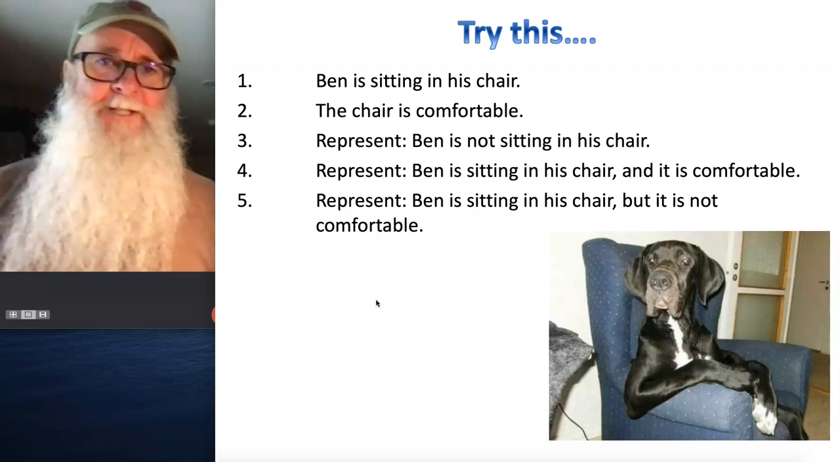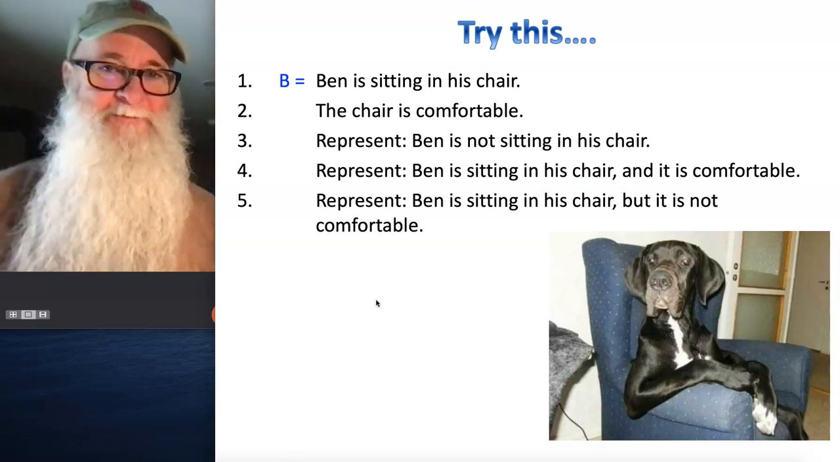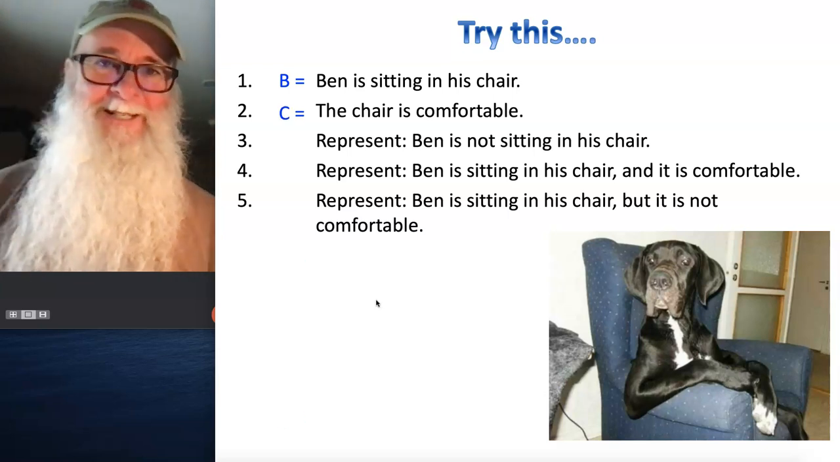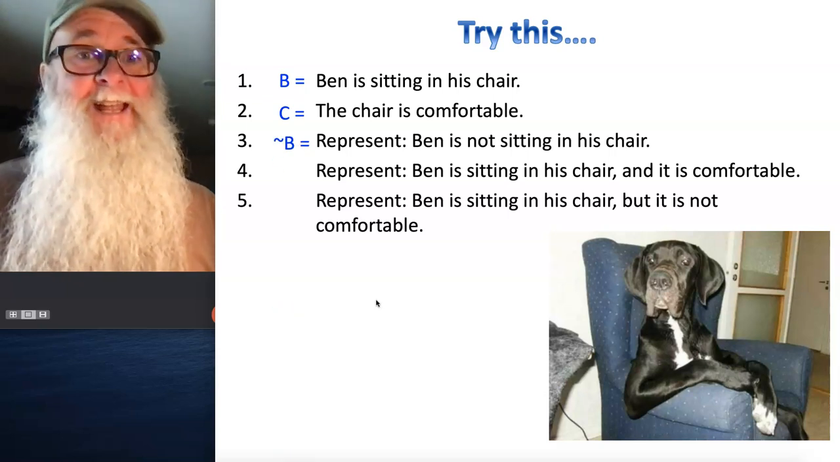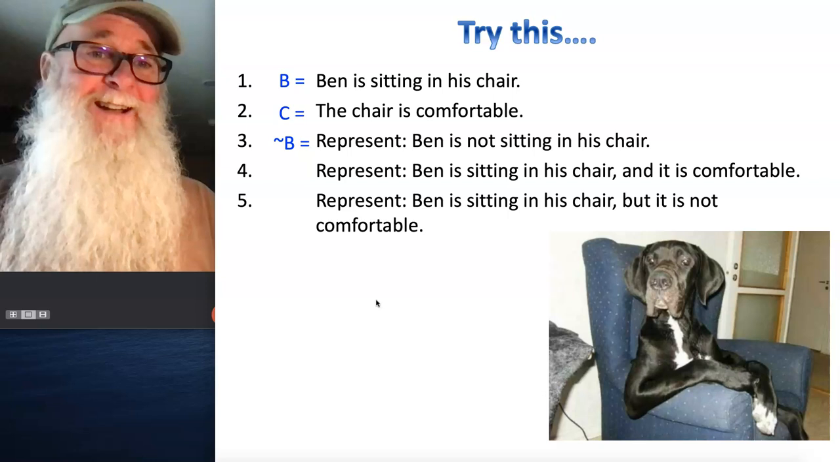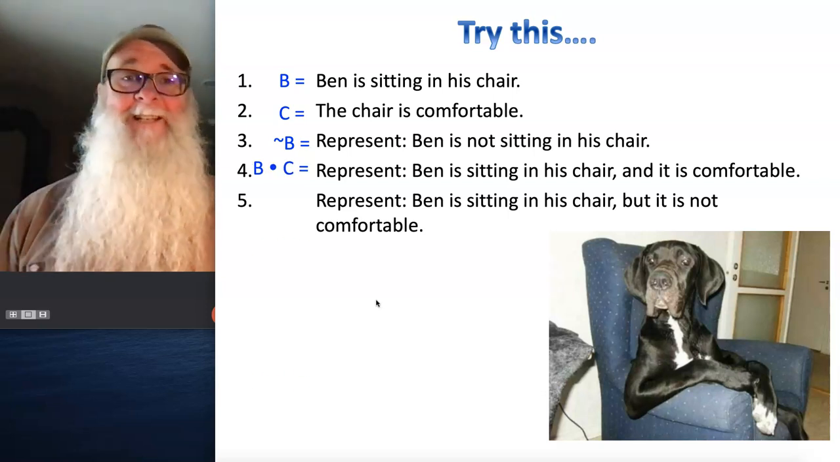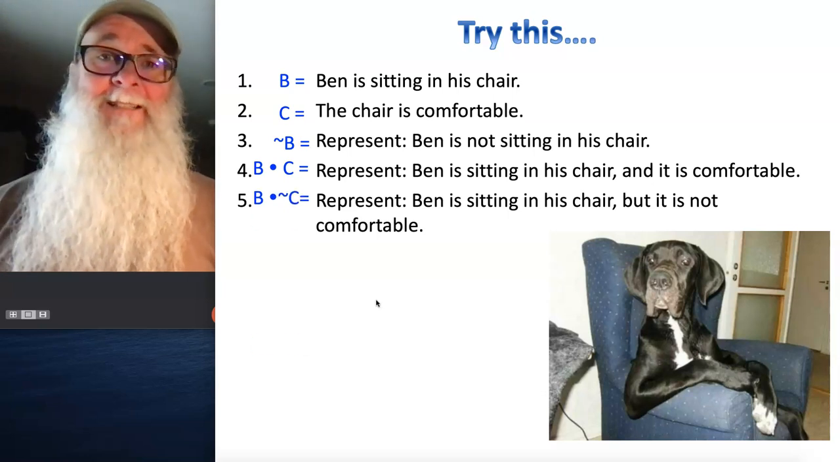Number 1, Ben is sitting in his chair. I'm going to bet you represented that with the letter B. The chair is comfortable. C. Am I a mind reader here or what? All right, Ben is not sitting in his chair is tilde B. And Ben is sitting in his chair and it's comfortable is going to be B dot C. And finally, Ben is sitting in his chair, but it's not comfortable is going to be B dot tilde C.